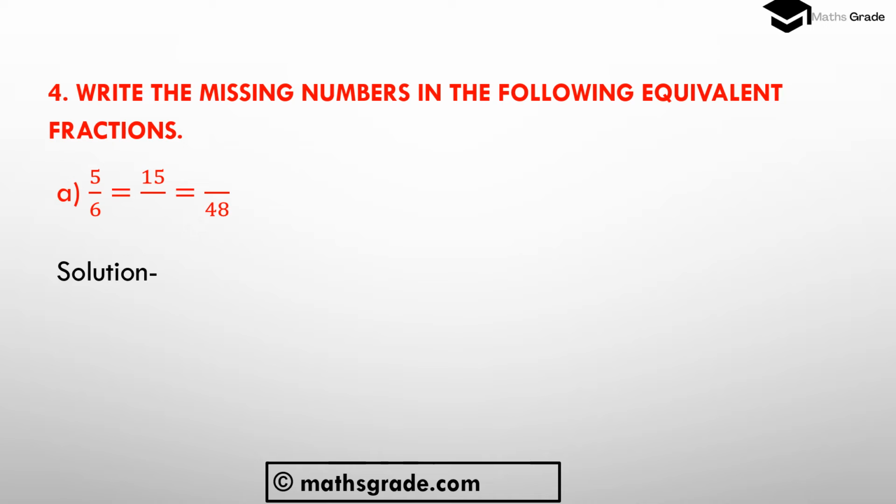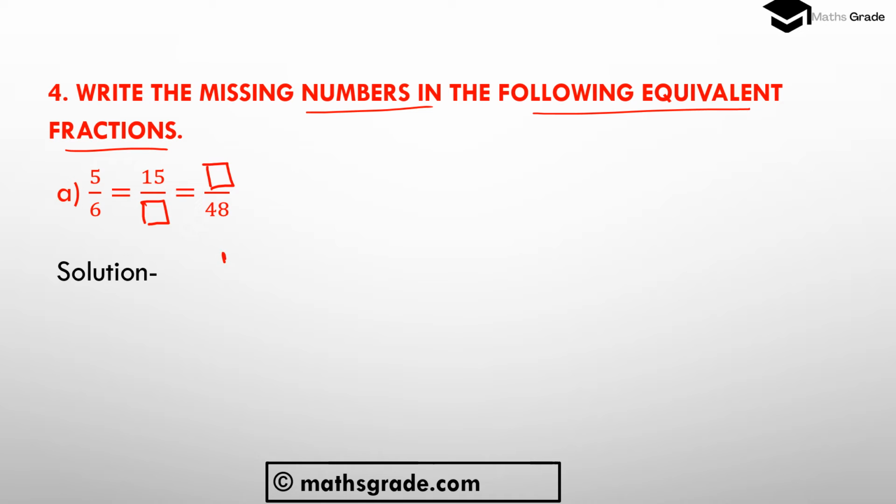Now question number 4: write the missing numbers in the following equivalent fractions. We are given equivalent fractions and we have to find the missing numbers. First, part A: 5/6 is equal to 15/dash, and the numerator is missing in dash/48. Equivalent fractions are formed when we multiply the numerator and the denominator by the same number; we get the equivalent fraction of that fraction.